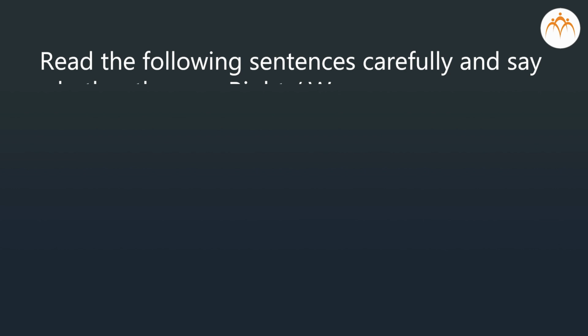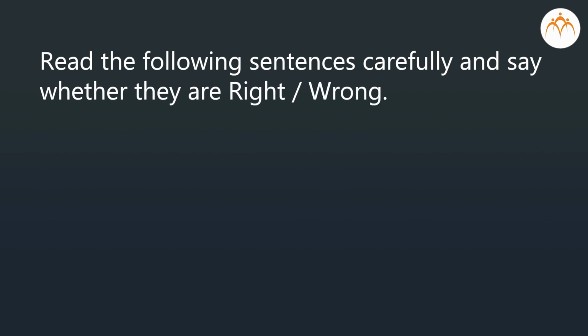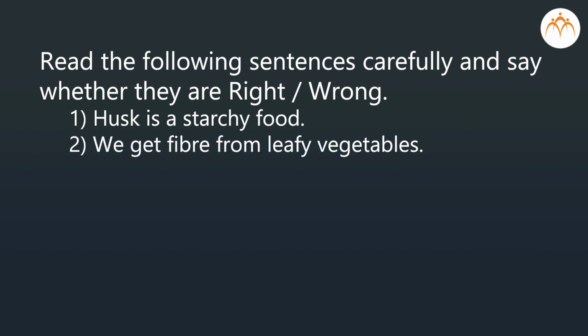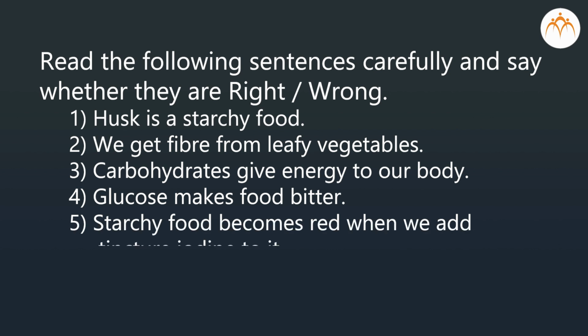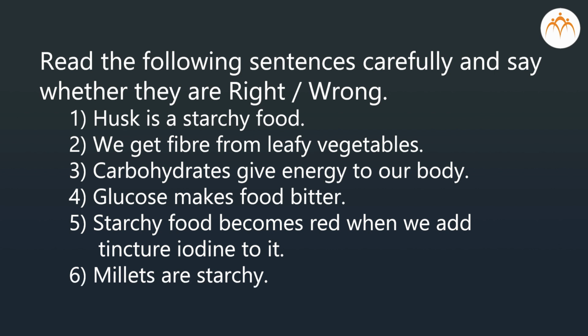Read the following sentences carefully and say whether they are right or wrong. Husk is a starchy food. We get fiber from leafy vegetables. Carbohydrates give energy to our body. Glucose makes food bitter. Starchy food becomes red when we add tincture iodine to it. Millets are starchy.